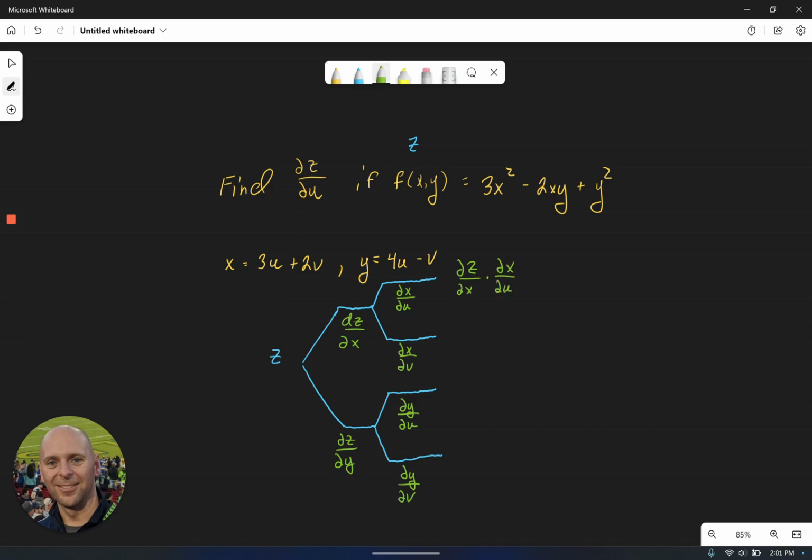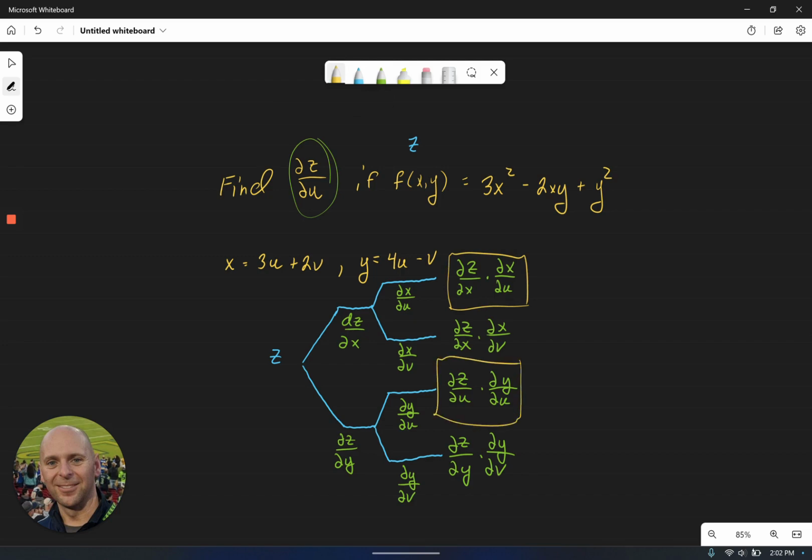So partial of z with respect to x times partial of x with respect to u, partial of z with respect to x times partial of x with respect to v. Down below here we've got the partial of z with respect to y times the partial of y with respect to u, and the partial of z with respect to y times the partial of y with respect to v. So again, what we're looking for is stuff involving u, since we're looking for the partial of z with respect to u. So that would indicate to me that I need these two pieces here to form my partial derivative. So let's grab that and set up our equation.